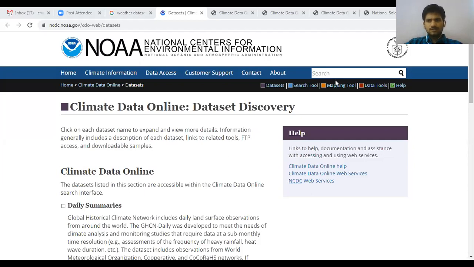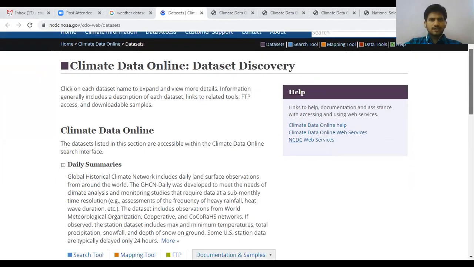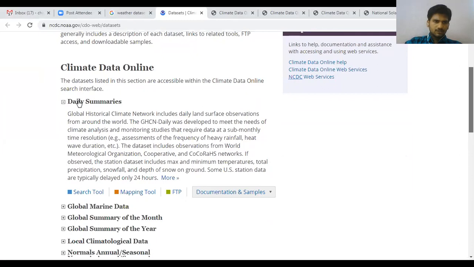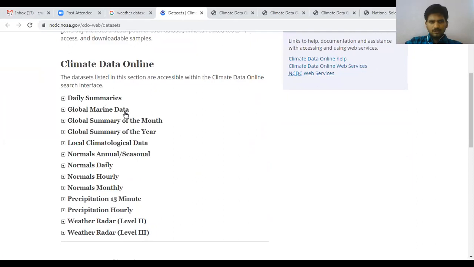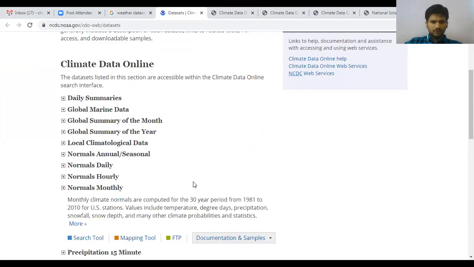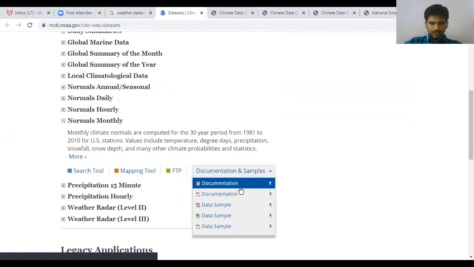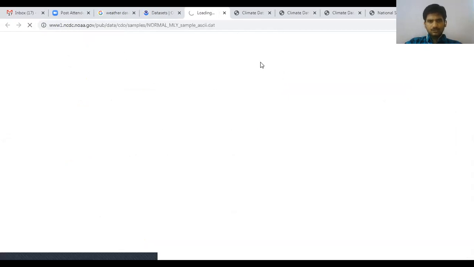Is this visible to everyone now? See the Climate Data Online data set. Here we have a daily summary, global marine data, global summary of month and year, climatological data, and normals: annual, seasonal, daily, hourly, monthly, everything. If you go down, you can see data samples are there. For example, if you click here, it goes to something else.